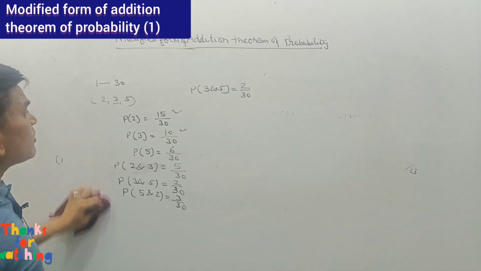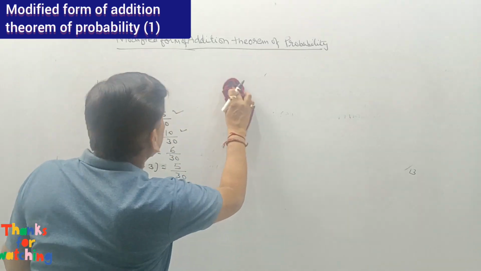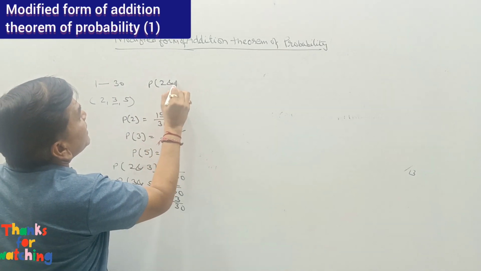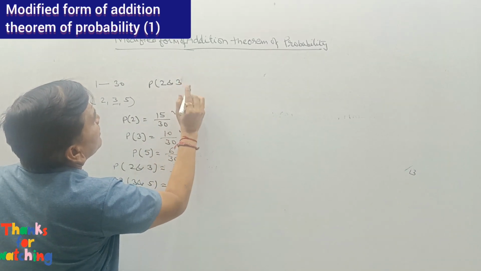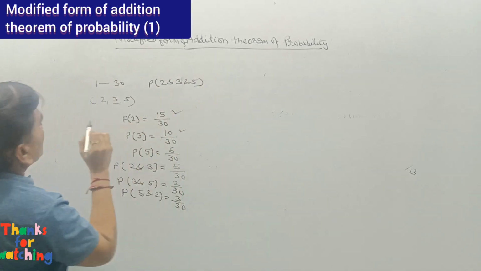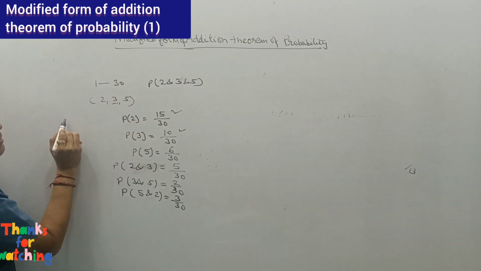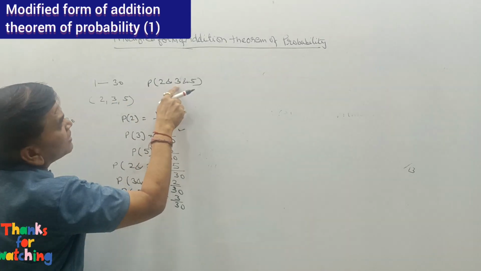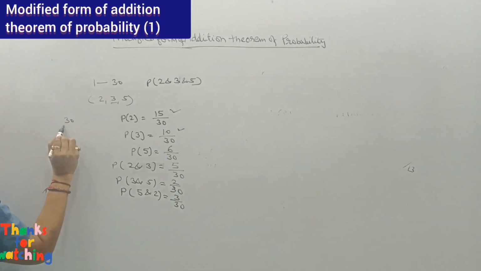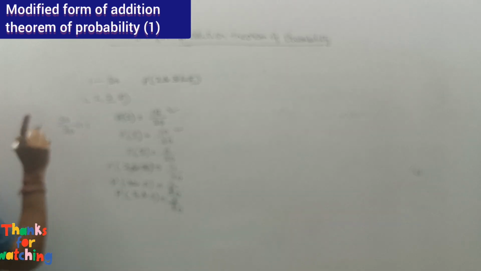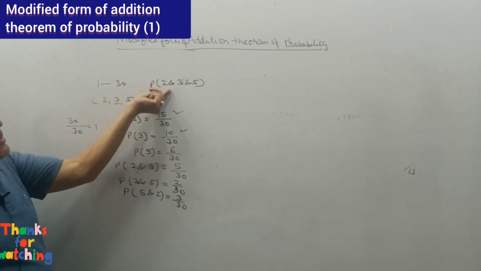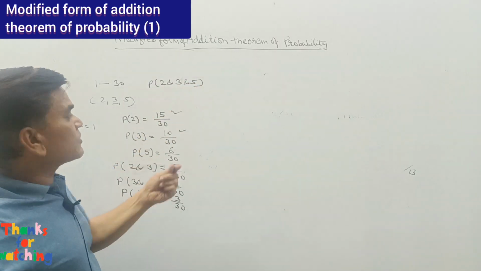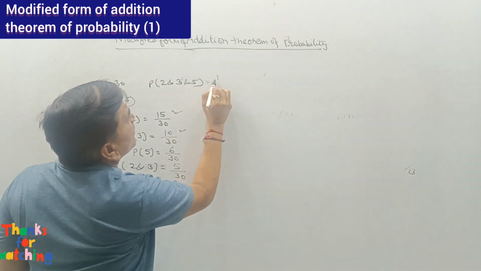Now one more we have to calculate, that is divisible with 2, 3 and 5. So out of 30 numbers, 5 threes are 15, 2 fifteens are 30. 30 divided by 30, so there is one number which is divisible with 2, with 3 and with 5 also. So that will be 1 upon 30.